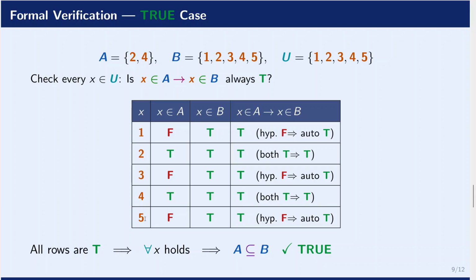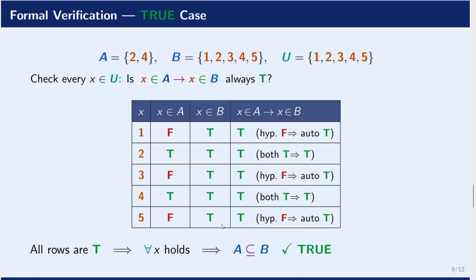Finally, for the fifth row, X equals 5, 5 does not belong to A, making the hypothesis false. 5 does belong to B, making the conclusion true. False implies true evaluates to true.